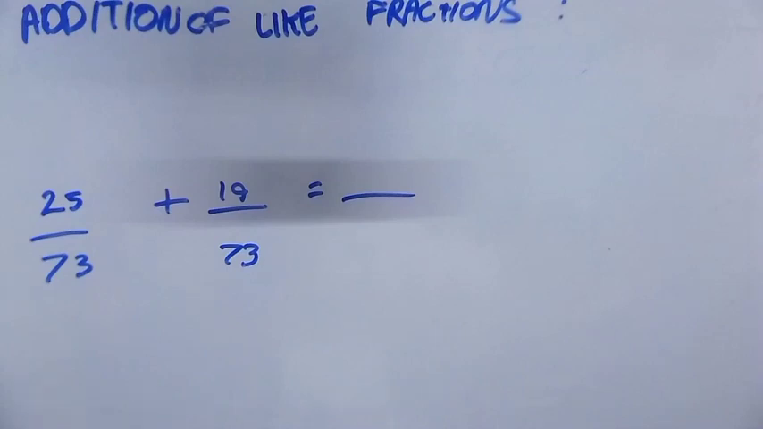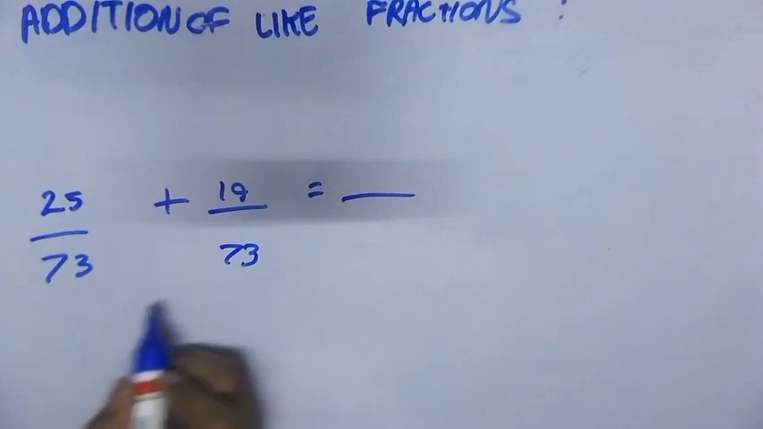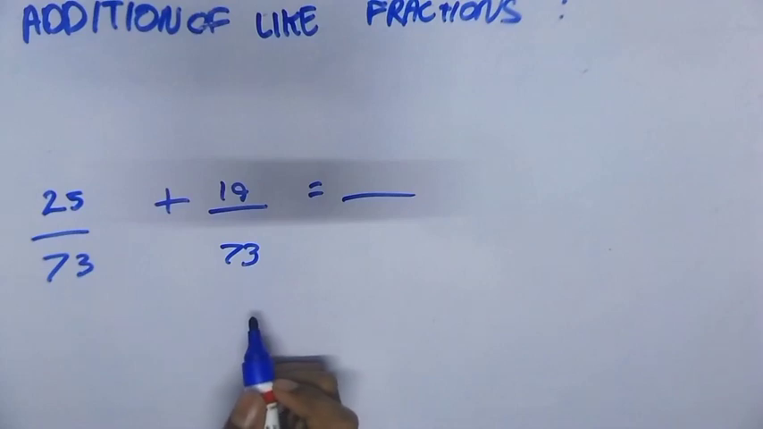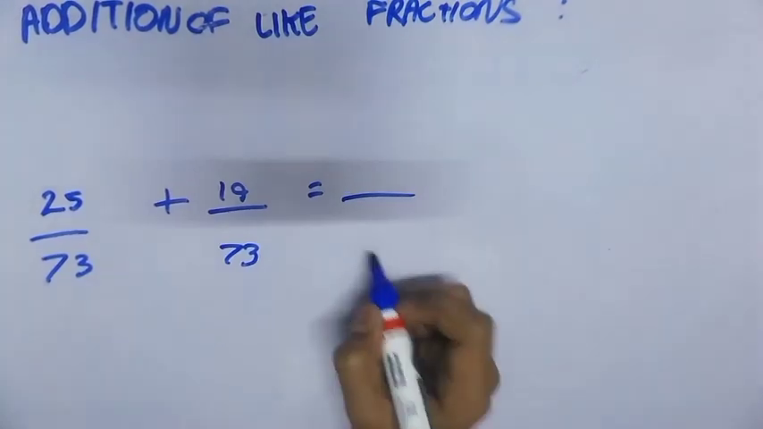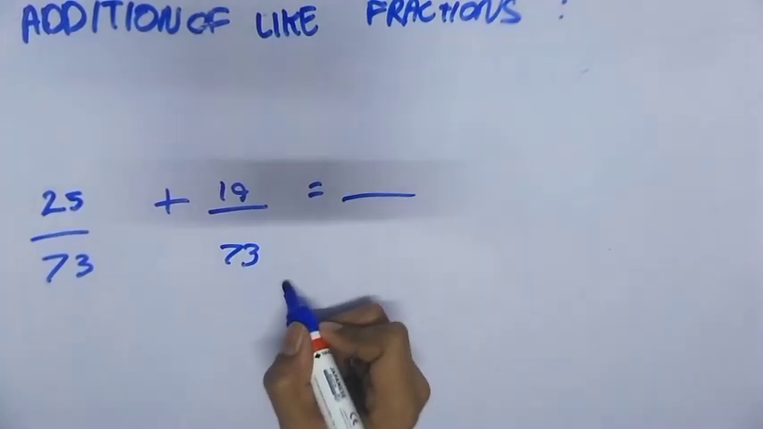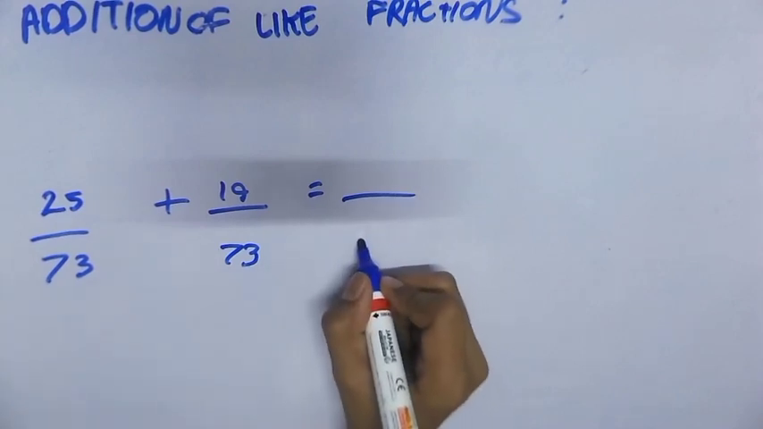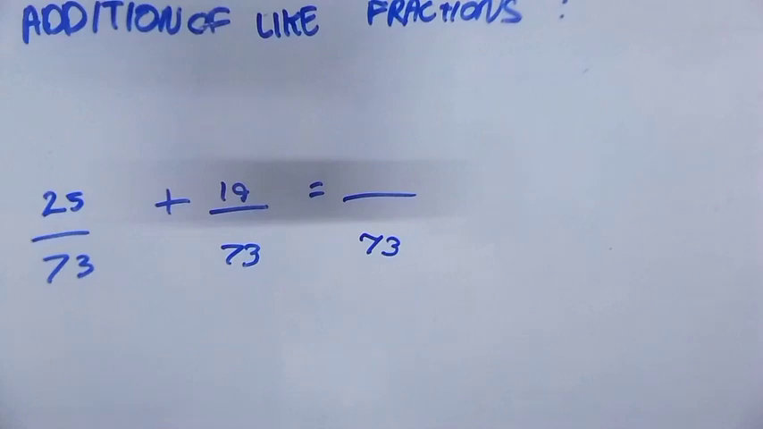When it is like fraction addition, with 2 or 3 numbers, maybe even 1,000 numbers, you have to check the denominators. Make sure it's a like fraction. If it is a like fraction, you take the same denominator in all the fractions, that is 73, and this will be the denominator of the answer.